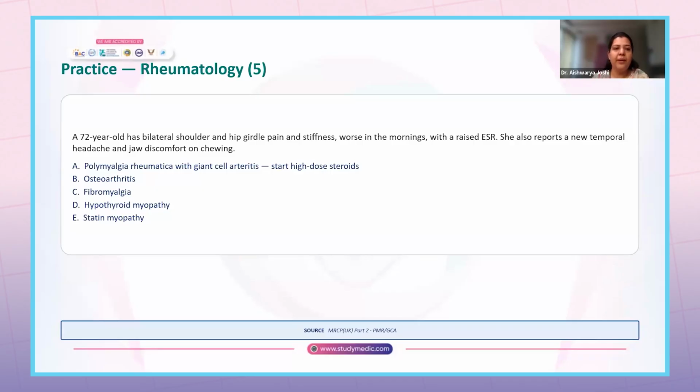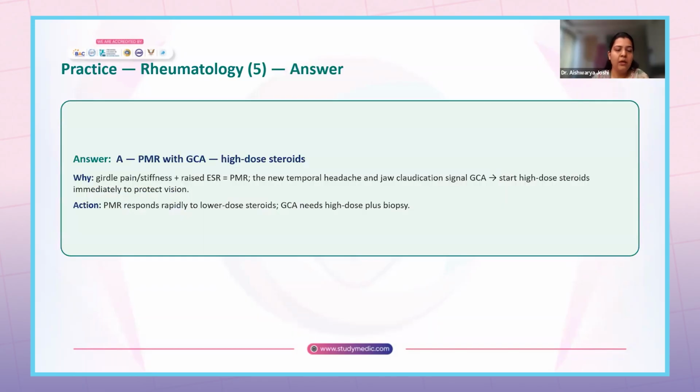Clearly polymyalgia rheumatica. Polymyalgia rheumatica typically presents in females with proximal girdle, shoulder or hip girdle involvement, with temporal arteritis association. So high dose steroid is the treatment here before any diagnosis. Girdle pain with stiffness and raised ESR indicates polymyalgia rheumatica.